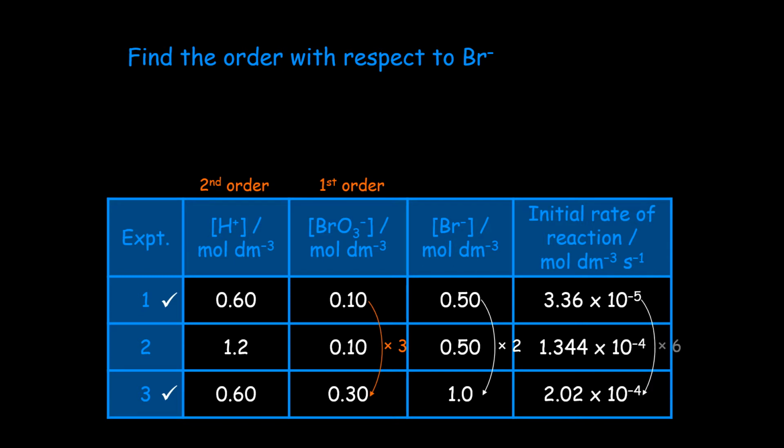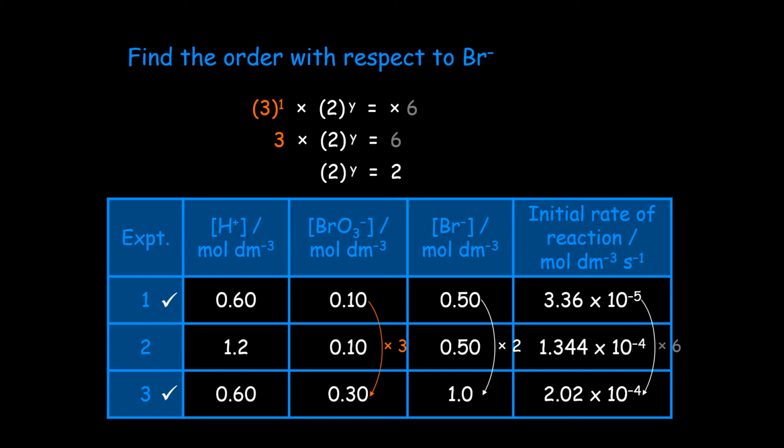Now alternatively, we could say 3 to the power of 1 times 2 to the power of y equals 6. So 2 to the power of y equals 2, so y must be equal to 1, which is first order with respect to Br-.